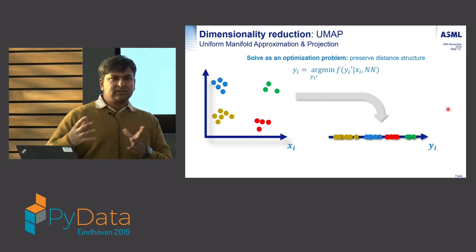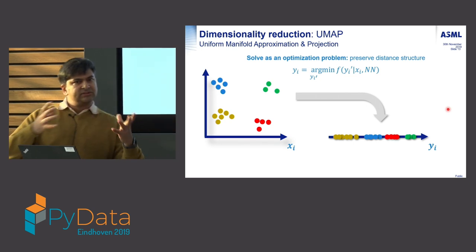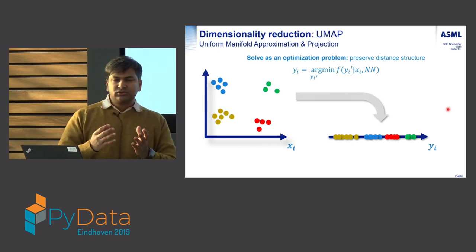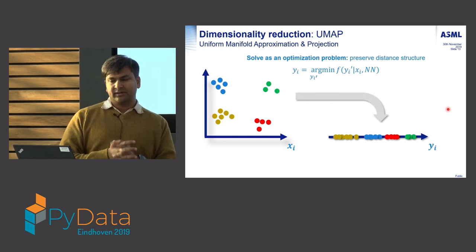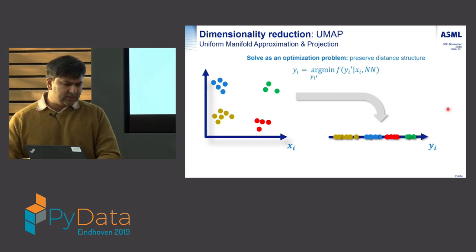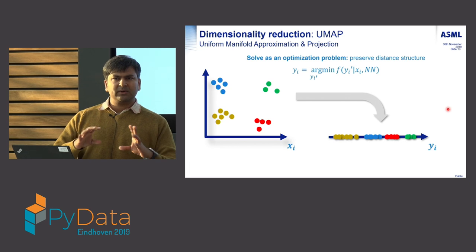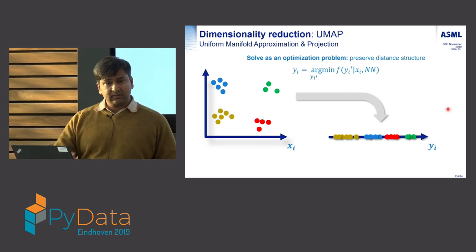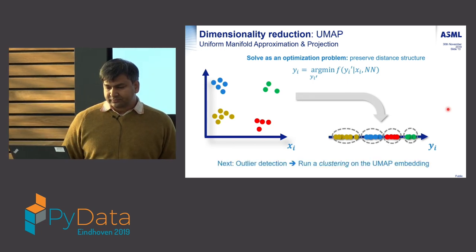And large values of this nearest neighbors parameter basically emphasize more of the global differences in your data, while if it is chosen to be small, then it emphasizes more of the local differences in your data. This is a parameter that we have had to choose once for a particular kind of application, and it is more or less robust. But of course, if you have a very different application, you might need to retune this.